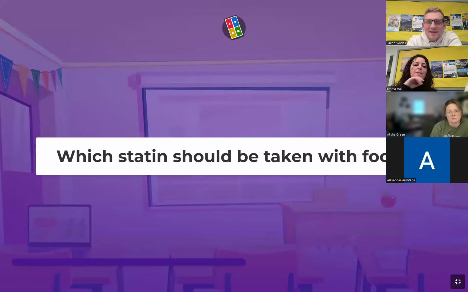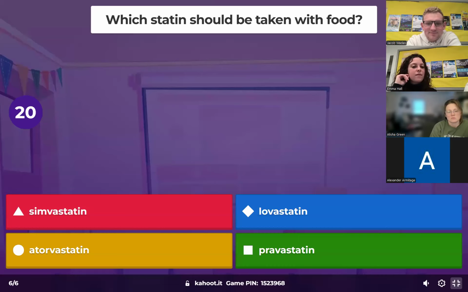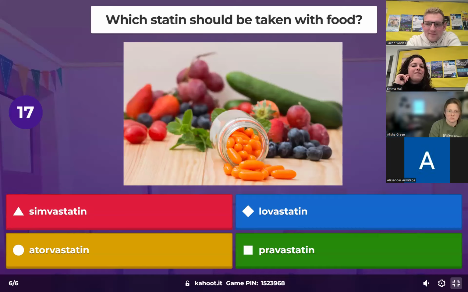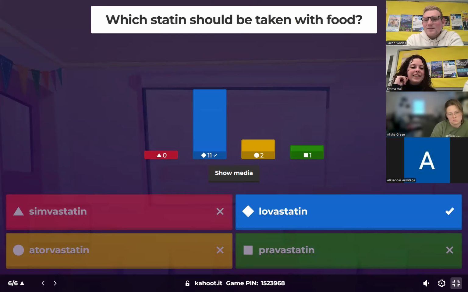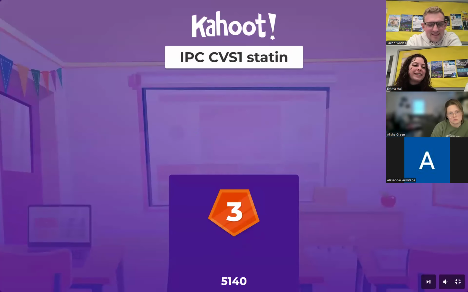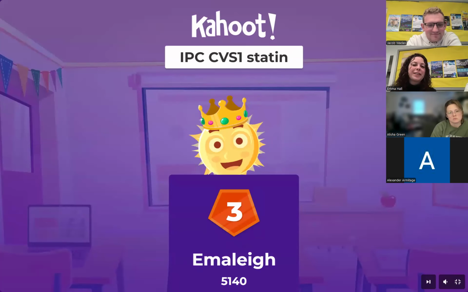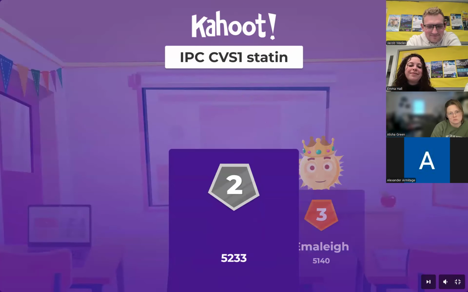Which statin should be taken with food? It's another counseling point question. Lovastatin, very good. It increases the absorption. We always use the acronym, we love food, LOV. Something fun to remember it, if that helps.